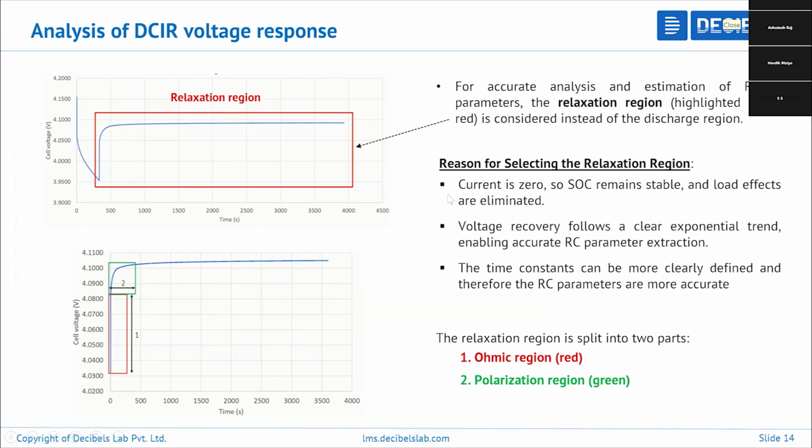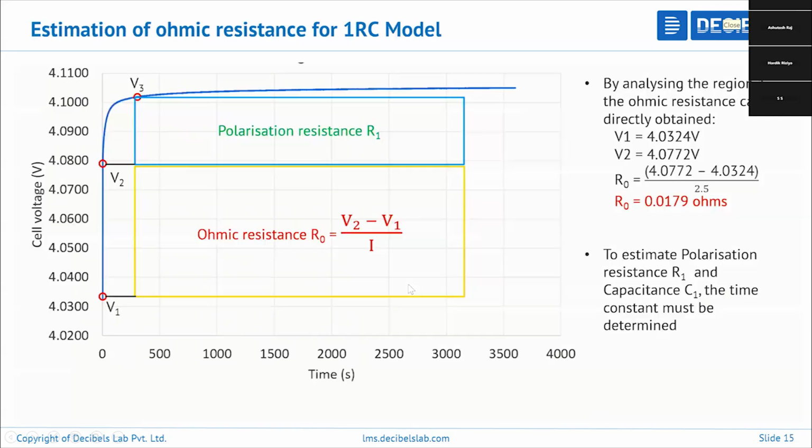In the relaxation region, there is a sudden voltage increment, which is associated with your ohmic drop. After that instant change, there will be some voltage relaxation, which is associated with your polarization region. So now, how do we extract those parameters?